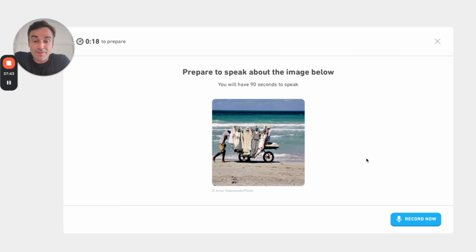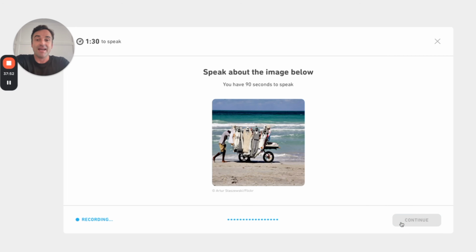Okay, this is speak about the photo. You have to describe this photo in 90 seconds. Go into lots and lots of detail. Okay. This is a photograph of a man pushing a cart along the beach.